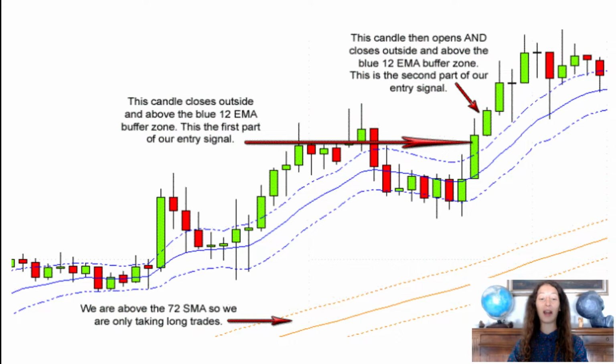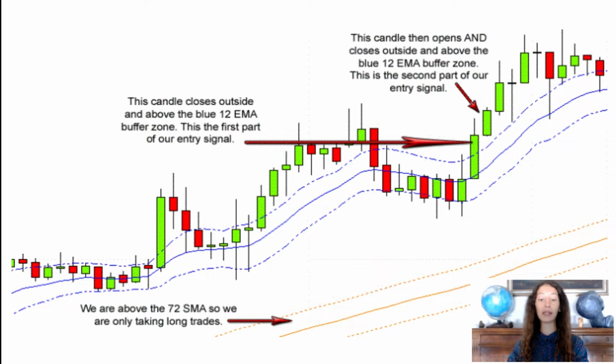Trade entry criteria. First candle must close outside of both buffer zones. Second candle must open and close outside of the blue zone and must create a new high or low in the direction of the trend. Second candle must not be a reversal candle. The ADX must be above 22 and moving upwards. No trade entries on Friday.